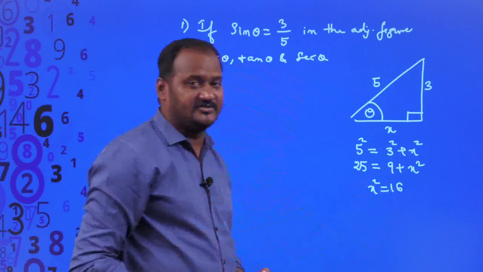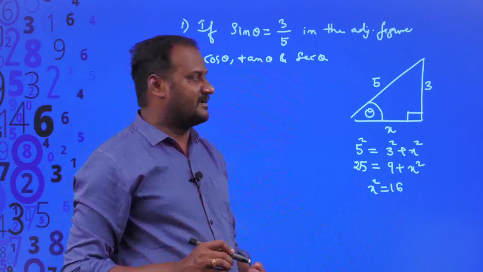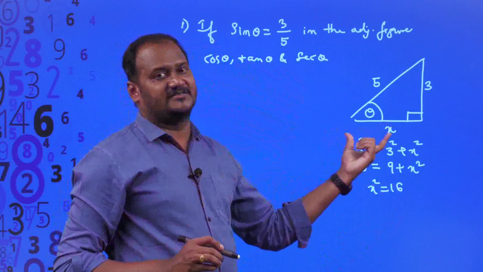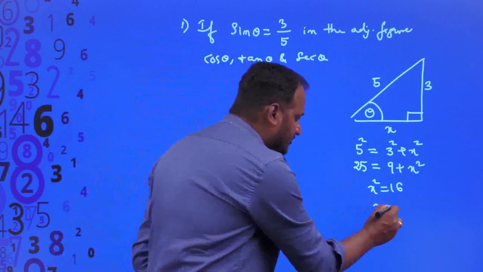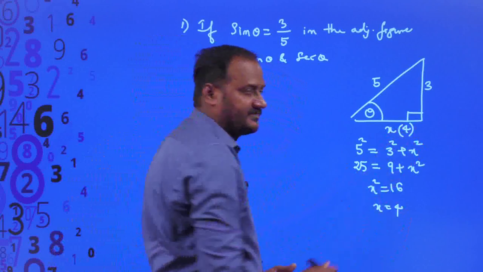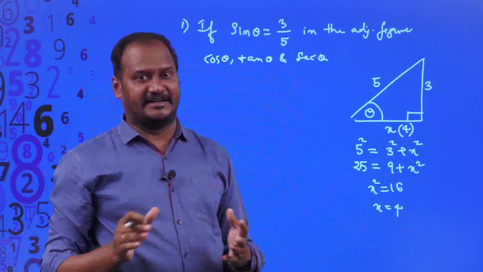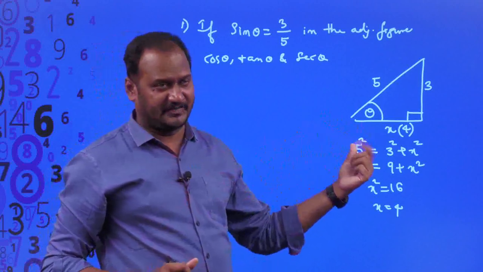If x square is equal to 16, x is equal to how much? Yes, plus or minus 4. But x, being the length of a side, cannot be negative. That's why the value of x is equal to 4, meaning the other side is going to be 4. See, now the triangle is complete, so that I can apply any trigonometric ratio.